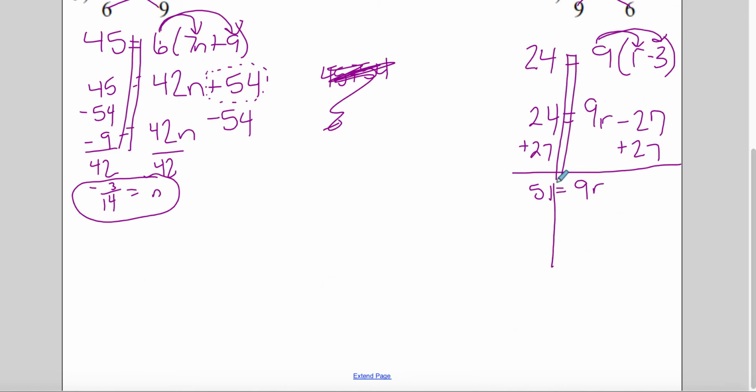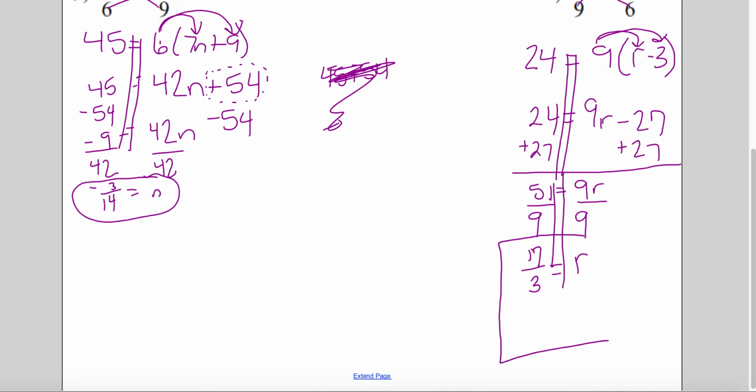I need to continue solving this. My goal again is to get r by itself, so now I need to divide both sides by 9. This is r, and 51 divided by 9, I believe 3 goes into both of these. 9 divided by 3 is going to be 3. 51 divided by 3 is 17.